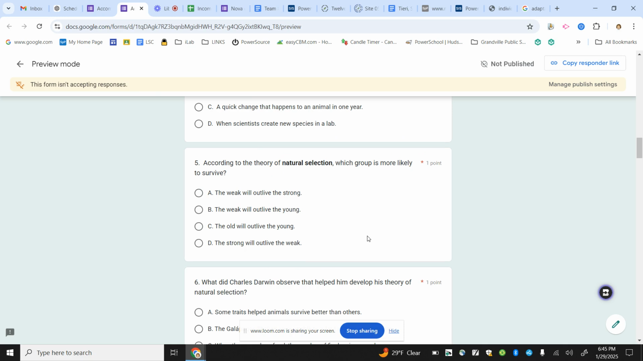Number 5. According to the theory of natural selection, which group is more likely to survive? A. The weak will outlive the strong. B. The weak will outlive the young. C. The old will outlive the young. D. The strong will outlive the weak.